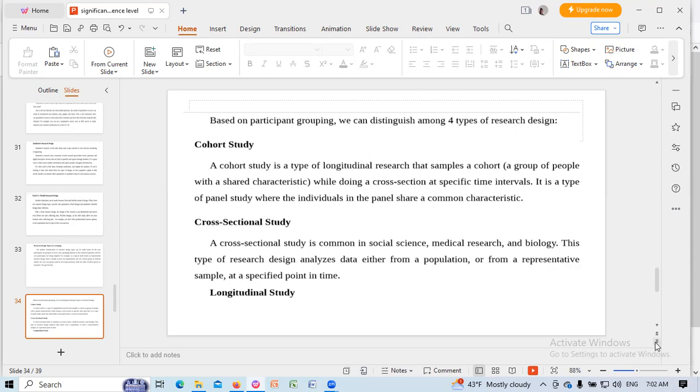Cross-sectional study. A cross-sectional study is common in the social sciences, medical research, and biology. This type of research design analyzes data either from a population or from a representative sample at a specified point of time. Only a specified point of time, that is cross-sectional.